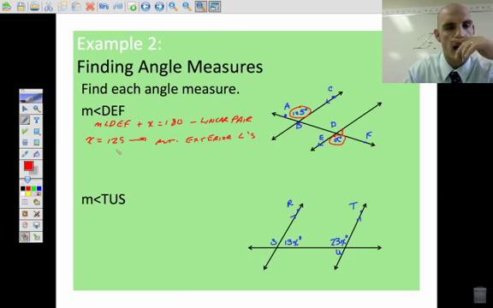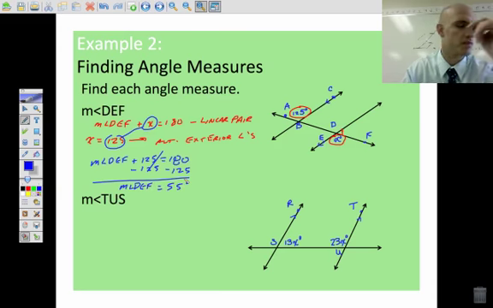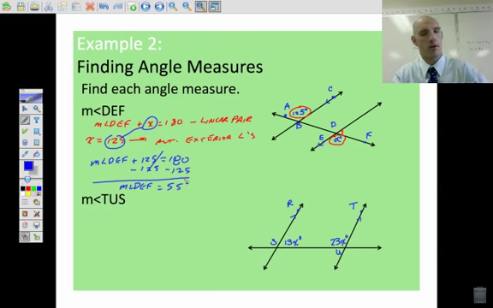Okay, so now I'm going to substitute in right here. So I'm going to have the measure of angle DEF plus 125 is equal to 180. So I'll subtract 125. Gone. The measure of angle DEF is 55 degrees. Okay? See how I worked that?